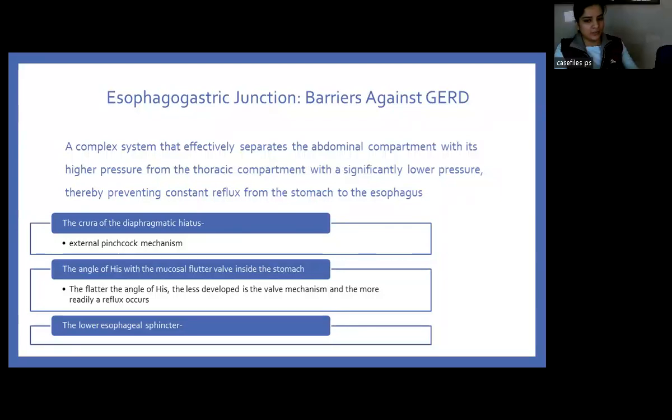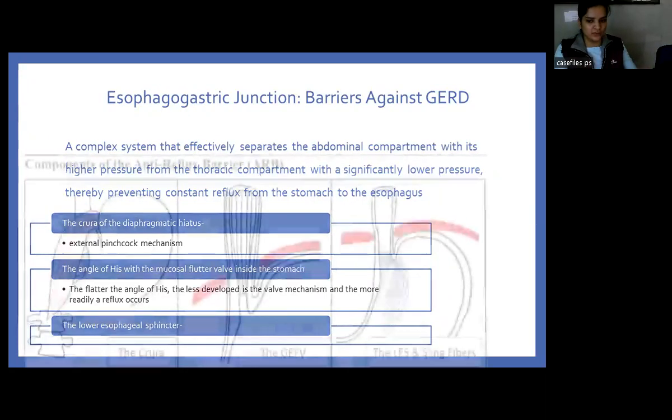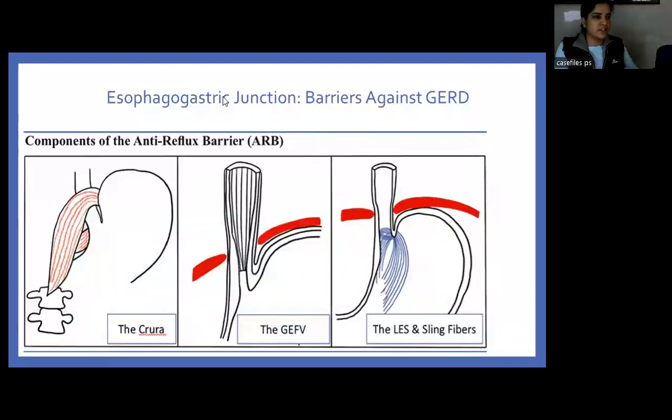Second one is the angle of His. The angle of His is made between the lateral wall of the esophagus and the greater curvature. In neonates, it is usually an obtuse angle. When growth occurs, this angle becomes acute and prevents the reflux. The external angle of His correlates with the internal flap valve mechanism that helps in a similar way to prevent the reflux. And the last one is the lower esophageal sphincter, which has its baseline tone that helps in prevention of reflux.